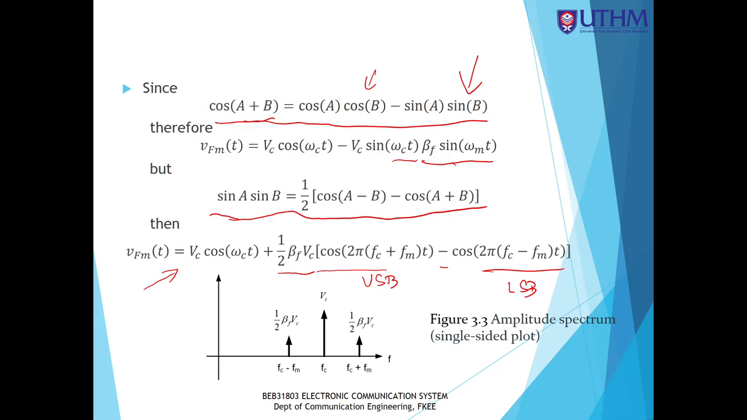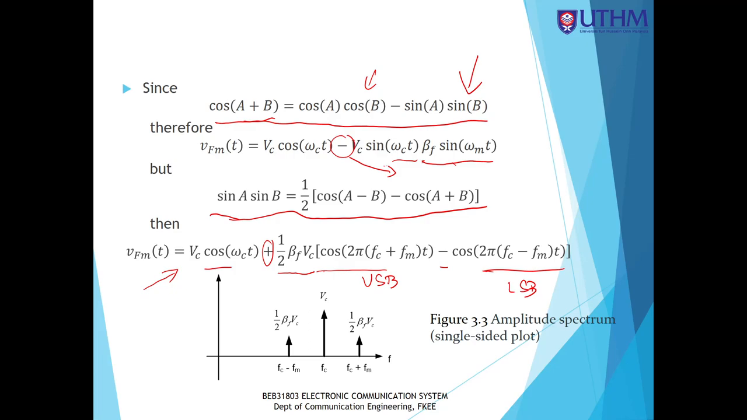So you see that why is it like this? Because here we have a minus over here, so minus and minus, that's why it becomes positive. So 1 over 2 beta F VC of the USB, upper side band, minus cos of the lower side band. And you see from here this equation looks familiar, where we have three components: the carrier component, the upper sideband component, and the lower sideband component.